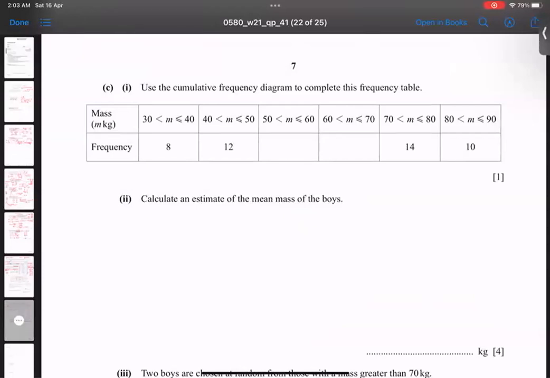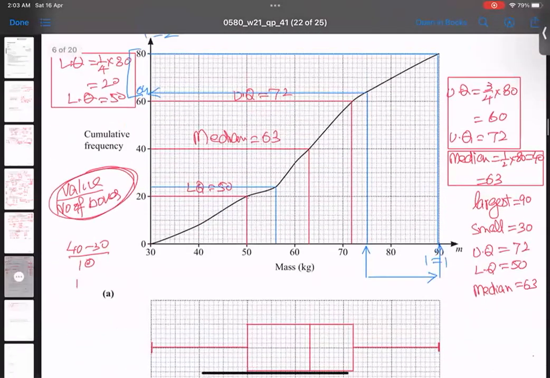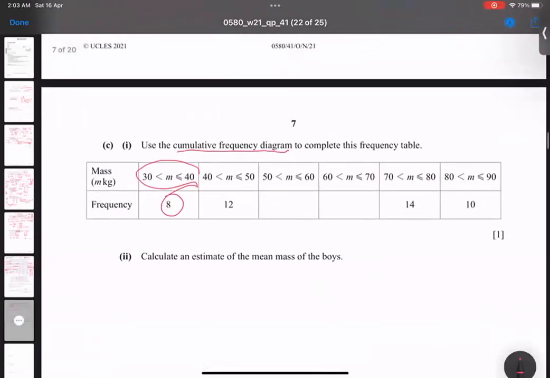Okay. And in this question, we're asked to use the cumulative frequency diagram. It means we're bound to use the first diagram to complete the table. And look here, for 30 to 40, we have 8 values. So have a look, 30 is at 0, 40, if I go on the curve and meet here, you can see this is our 4 boxes, this becomes 8. So you can see that 30 to 40, we have 8. And see, it totally matches.